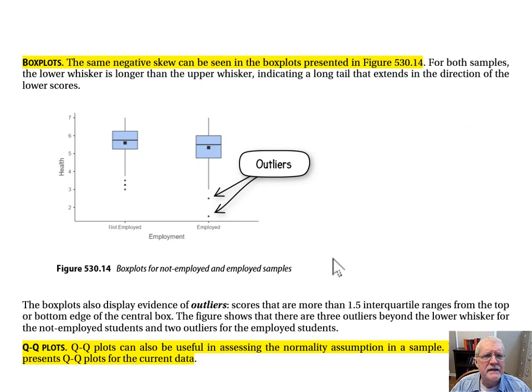Box plots tell the same story. The same negative skew can be seen in the box plots presented below. Here's a box plot of health scores for the not employed people. We have a longer whisker in the direction of lower scores for the not employed people. And we see the same long lower whisker for the employed people. That's consistent with the idea that we've got a negative skew.